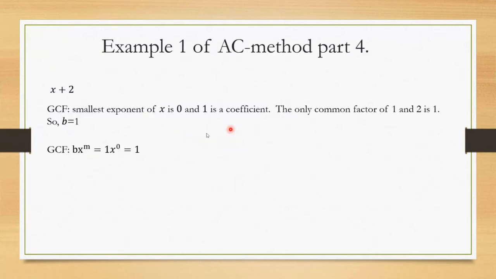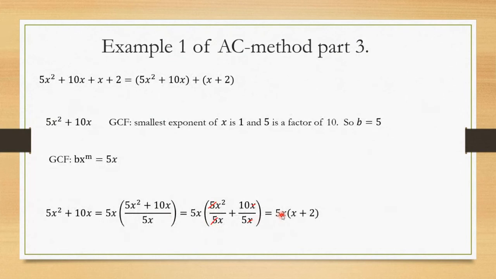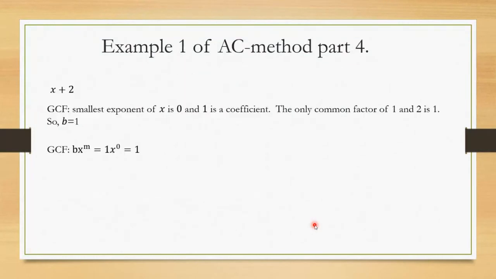Then, sorry, I got ahead of myself. So once we have this as well, its GCF is 1, as I just said. 5x squared plus 10x, we replace it by this, because that's what we got over here. 5x squared plus 10x is 5x times x plus 2. So I replaced it.